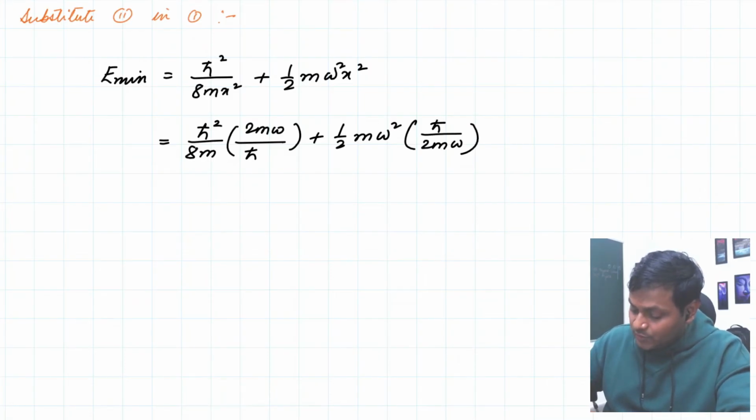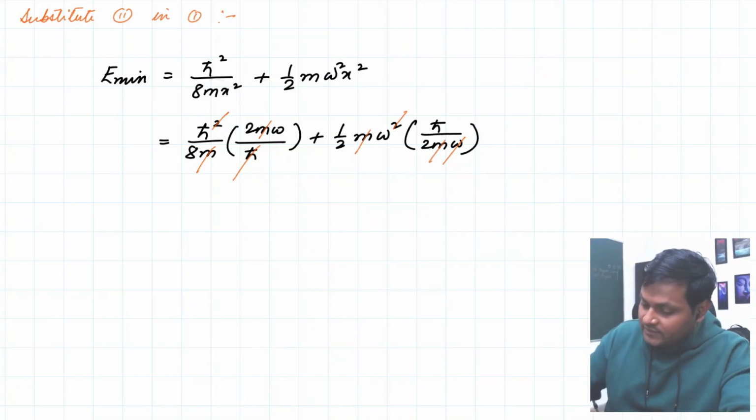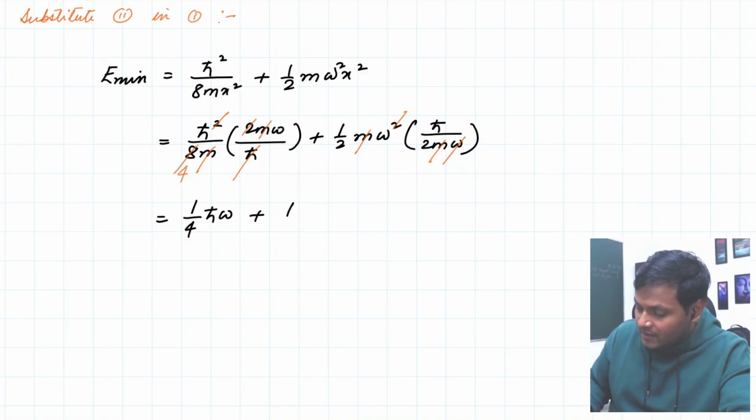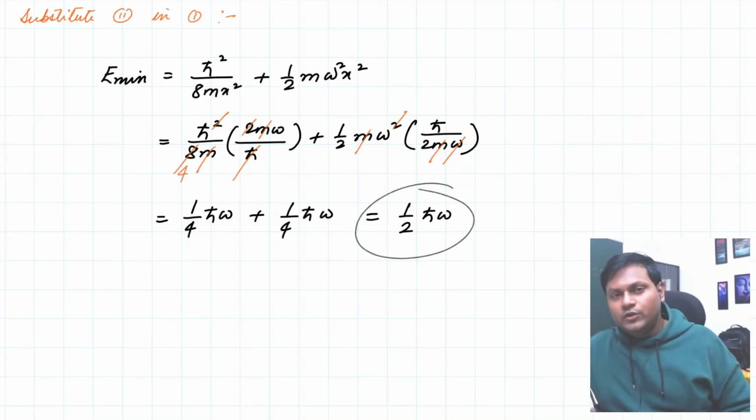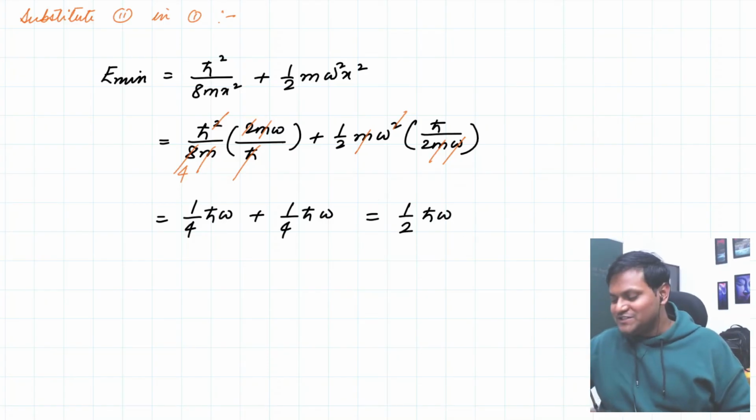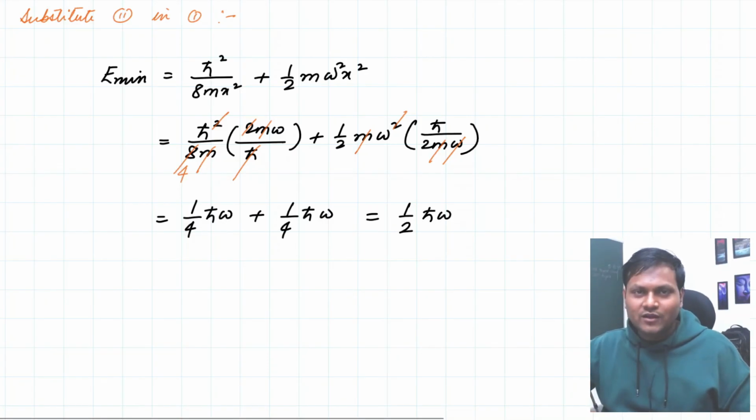So यहाँ पे जो है आपका h cross, ये square cancel हो जाएगा, m gets cancelled. यहाँ पे you'll have omega, this will get cancelled, m will get cancelled, and यहाँ पे the 2 will cancel out 8 and leave a 4. So this is equal to 1 by 4 h cross omega plus यहाँ पे 1 by 4 h cross omega, which is nothing but half h cross omega. Do you recognize this expression? This expression is nothing but the ground state energy of a harmonic oscillator.